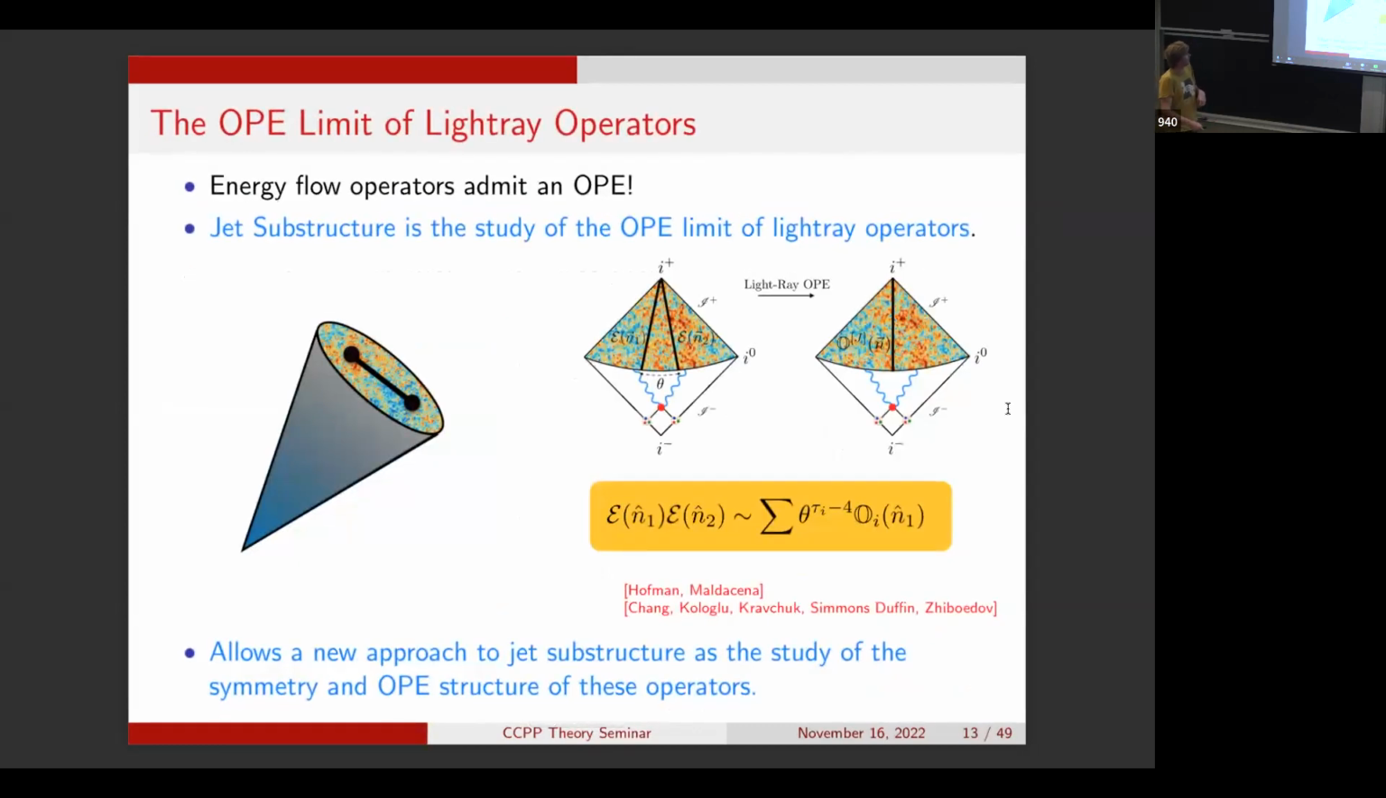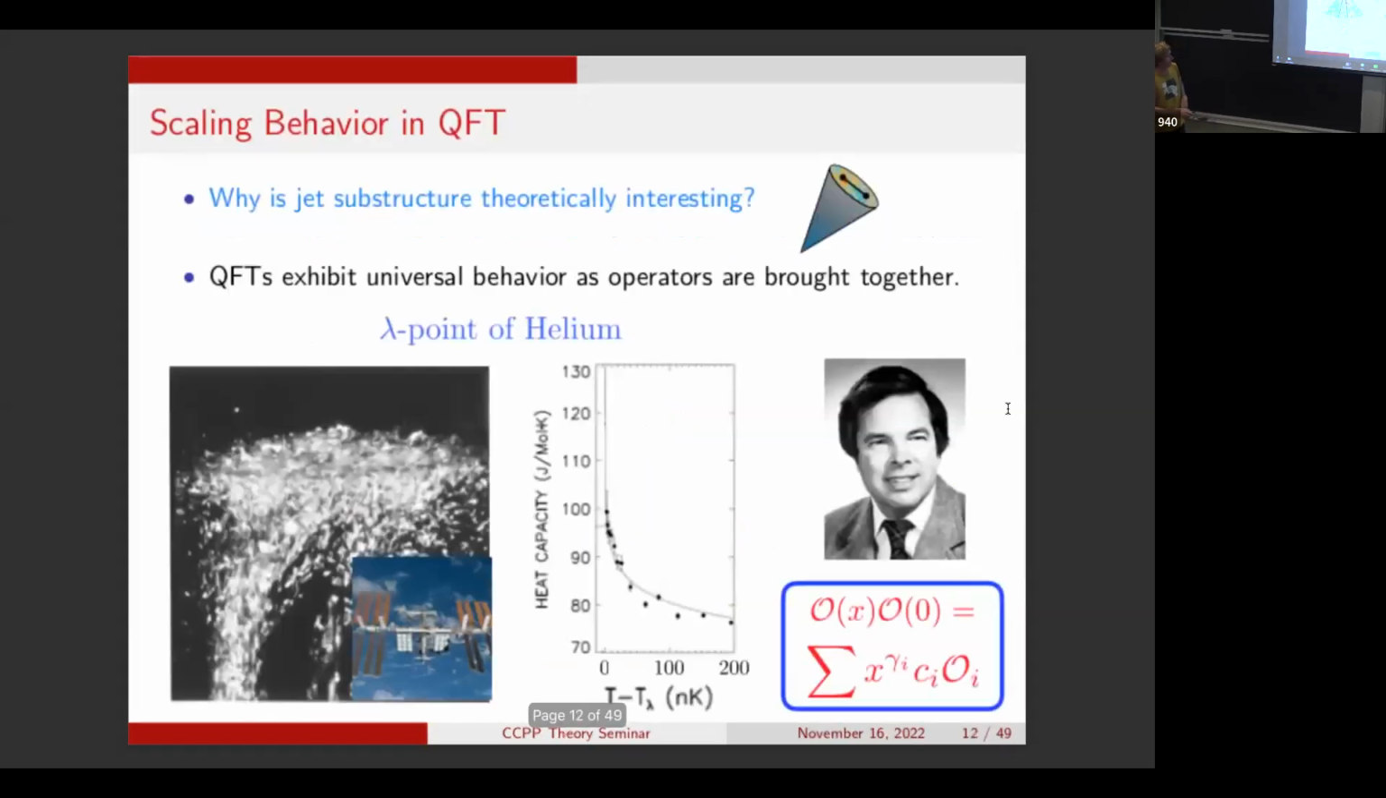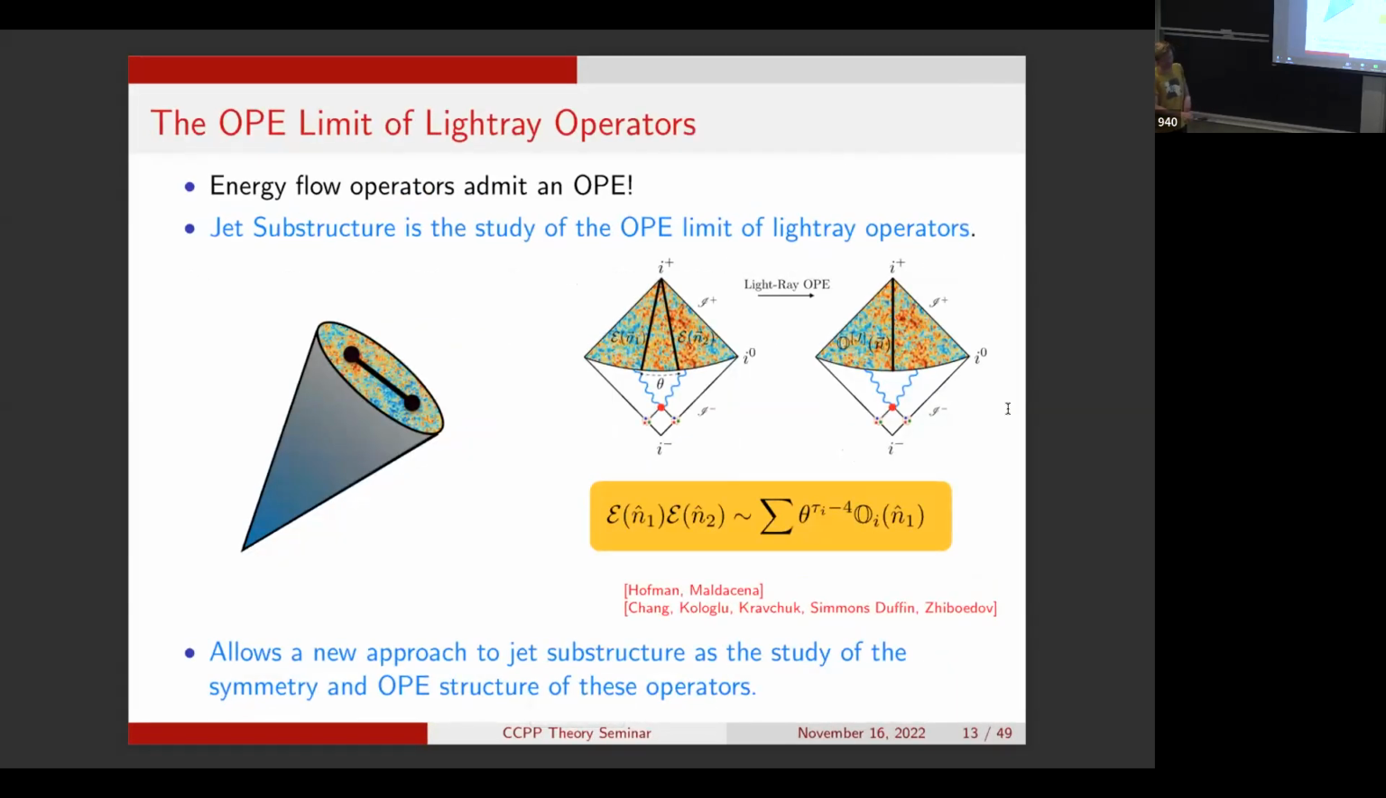The thing that's really neat about these energy flow operators is that they also admit an operator product expansion. This is a non-trivial statement because they're non-local light ray operators, integrated along a null cone. So it's a non-trivial extension of the operator product expansion, which was originally conjectured by Hofman and Maldacena, and then has been worked out in detail in a series of papers by this group of authors here. I'll explain in more detail what it precisely means later, but what it says is that you can take two of these calorimeter cells and expand them over a more general class of calorimeter cells.